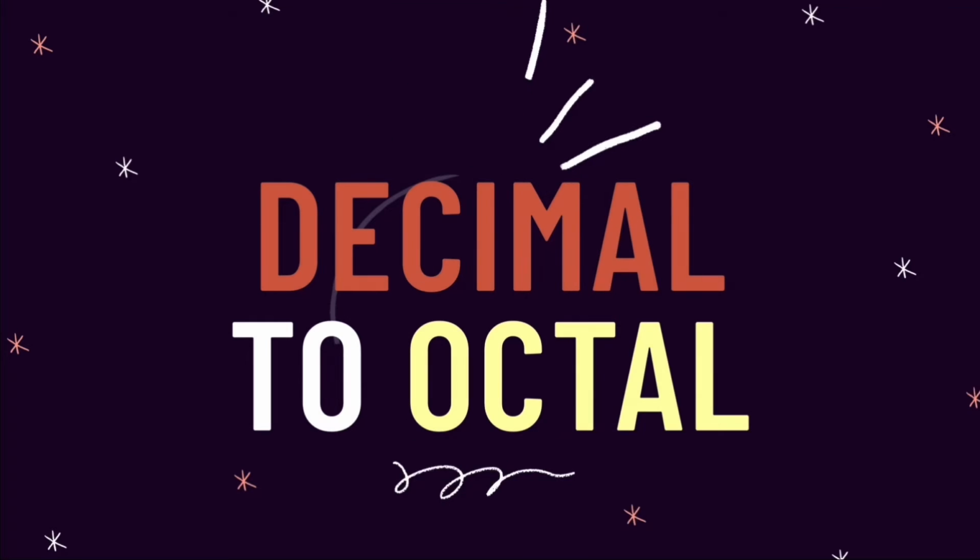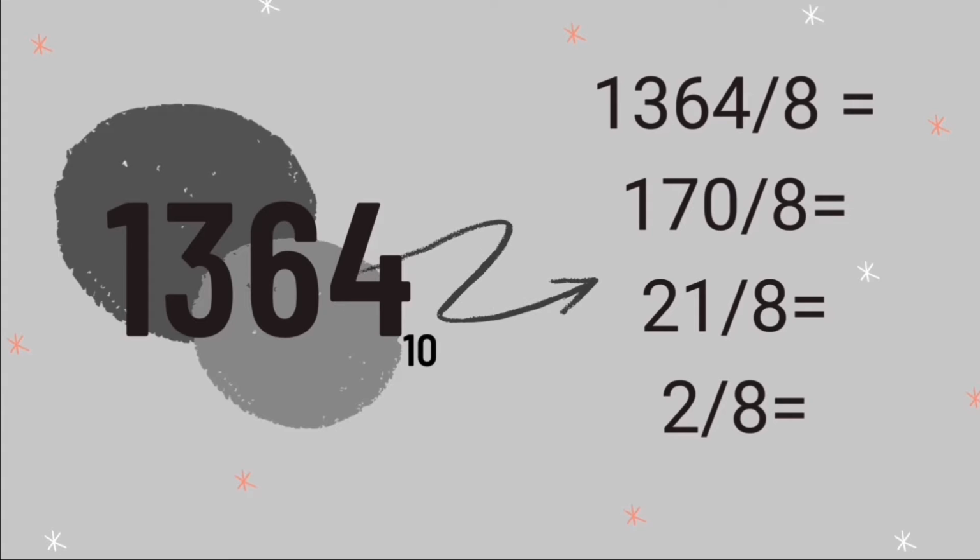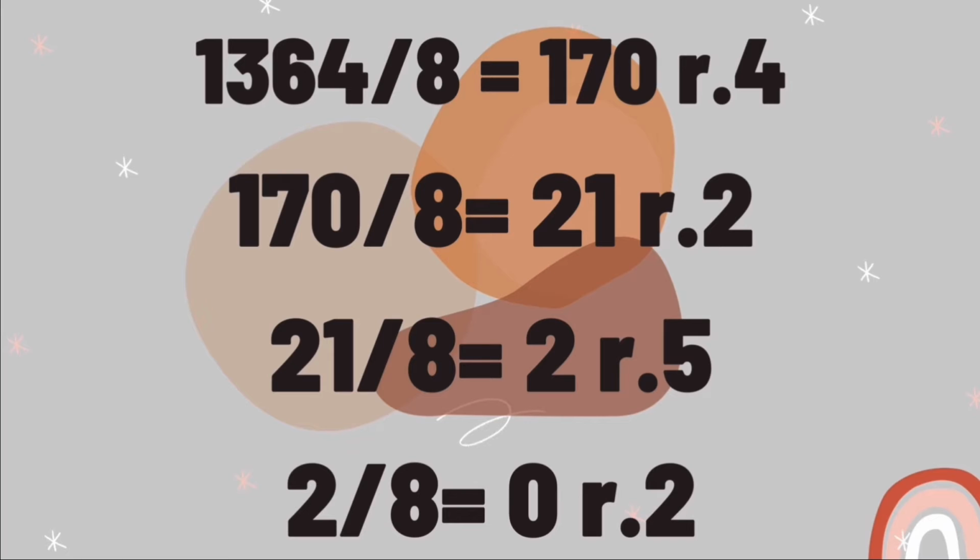Decimal to octal. The first step is to divide the given decimal number by 8, then get the quotient and the remainder. Second, divide 1364 by 8, and the answer will be 170, remainder 4. Number 3, divide the quotient by the divisor 8 and get the remainder again. So continue the process until the quotient reaches 0. Number 4, 170 divided by 8 is 21, with the remainder 2. 21 divided by 8 is 2, remainder 5. And 2 divided by 8 is 0, remainder 2.